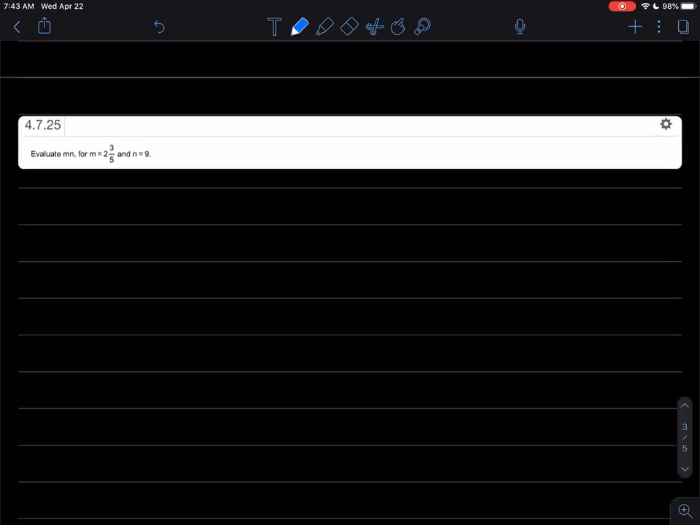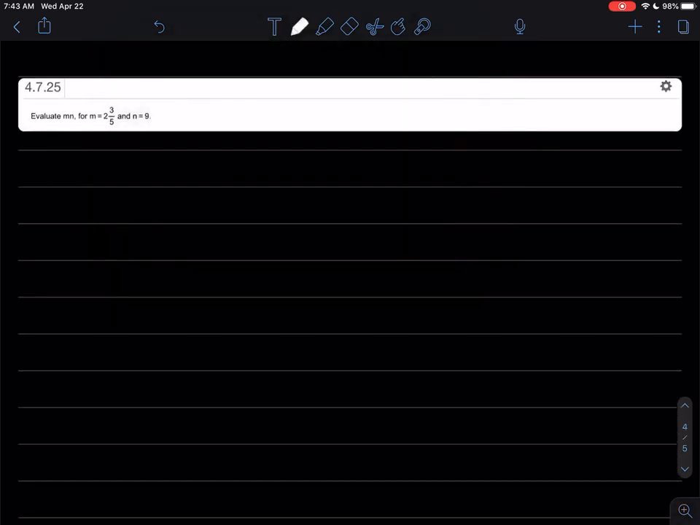Next example. Here we're told to evaluate m times n. So remember, when we have letters, there's nothing between them. It implies multiplication, so that's m times n. And it gives us a value for m and a value for n. So in this case, we're going to have 2 3/5 times 9. Same steps as before. We'll get an improper fraction. So 5 times 2 is 10. 10 plus 3 is 13.